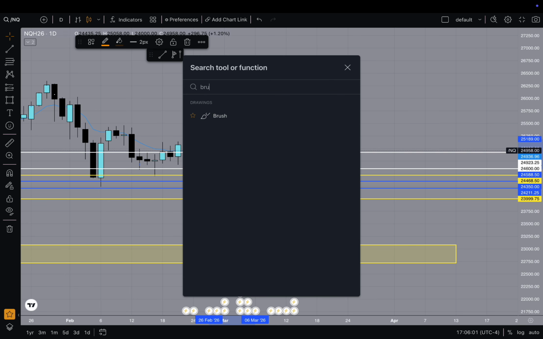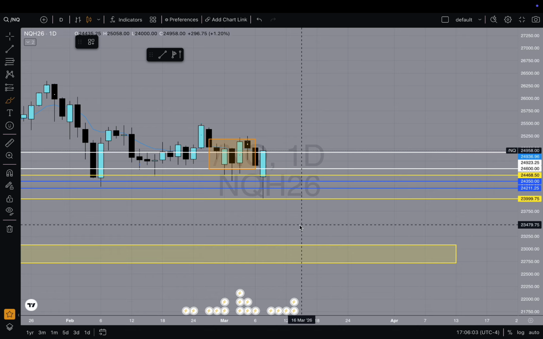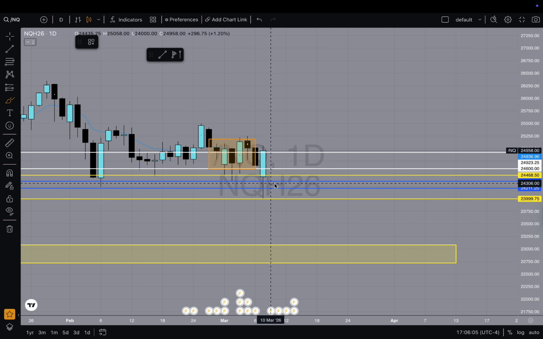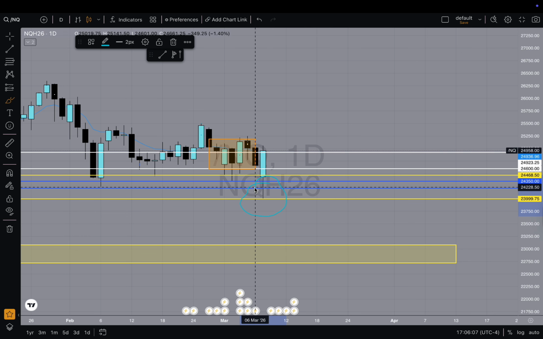All right, I'm going to give you the bias for tomorrow. This video is going to be posted on March 9th, 2026. So look at this rejection under this accumulation zone. Also, what did it do? It swept this previous daily low over here. Now, after we sweep a low, we want to see the market continue in an uptrend, or if it's a high, we want to see it continue down in a downtrend.